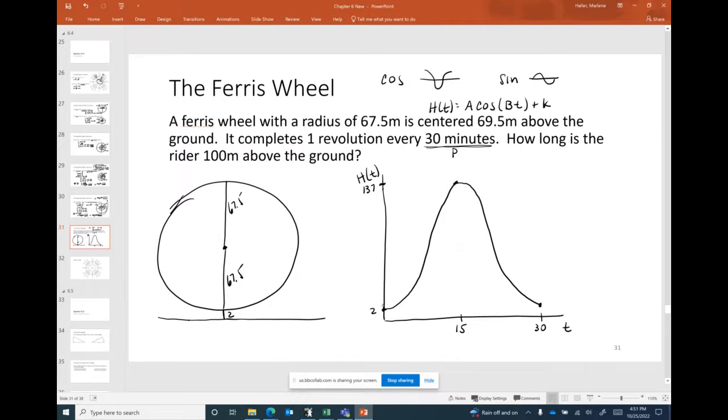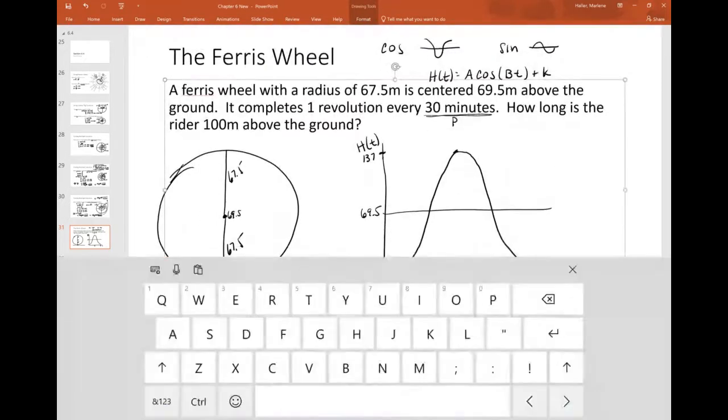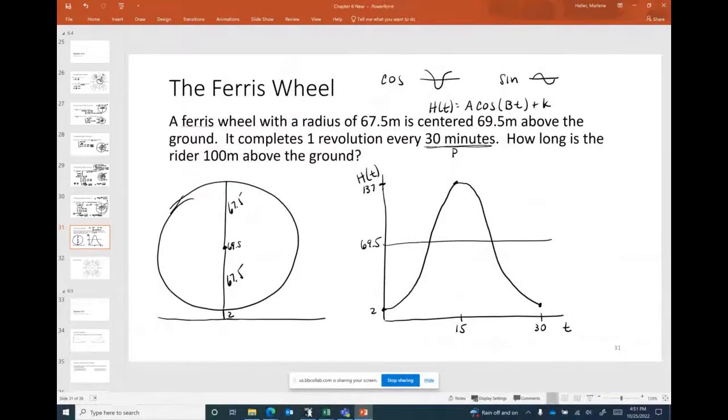Okay, so where's our midline here? It's halfway between the low and the high. So the midline is, we'll say right there, halfway between 2 and 137, or at the center of that circle. So that's going to be 69.5 right there. Okay, we know our period is 30. I think we can pretty much find everything we need. If we know the period is 30, from the period we can find the horizontal stretch or compression, b, right? Because recall, if the period is 2 pi over b, then we can say that b is 2 pi over the period, and the period, of course, is 30. So b then simplifies to pi over 15.